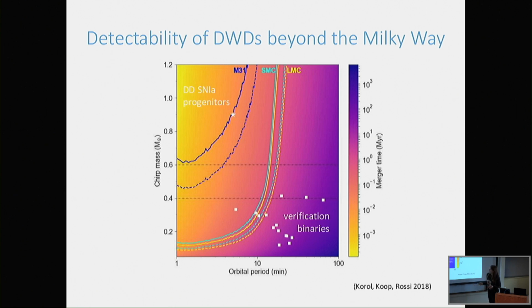And if you want to go further, you would bias yourself to shorter orbital periods and higher chirp masses. And this corner of the parameter space actually represents candidate double degenerate supernova type 1a progenitors. So LISA turned out to also be a very good instrument to explore the progenitors of type 1a supernovae, not only in our galaxy, but also in the Local Group.